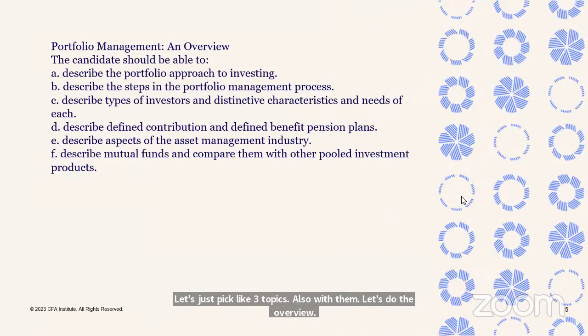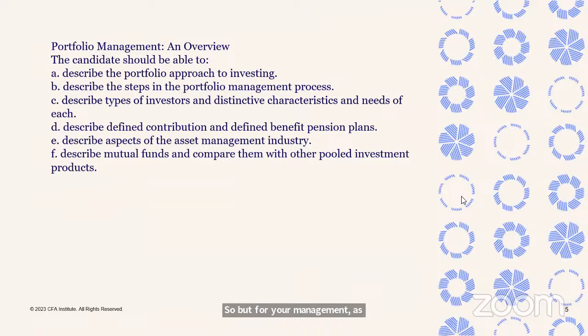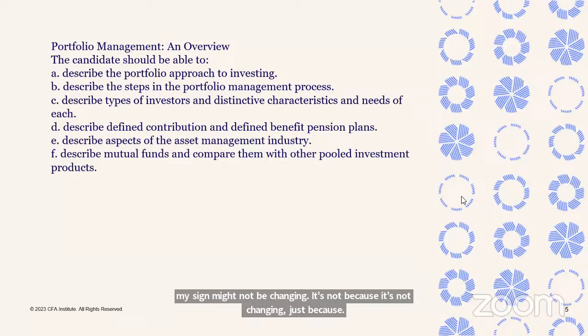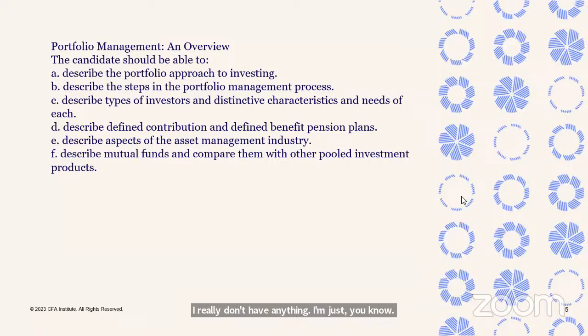So portfolio management, as we know, sorry, my slide might not be changing. It's not because it's not changing, I just really don't have anything, I'm saying everything off the head. So you're supposed to be able to describe the portfolio approach to investing. Now, the portfolio approach to investing simply means that we're discouraging a silo investment, by having just one asset, or having different assets in the same industry in your portfolio. If you have the same assets or the same industries in your investment, you can't call it a portfolio.